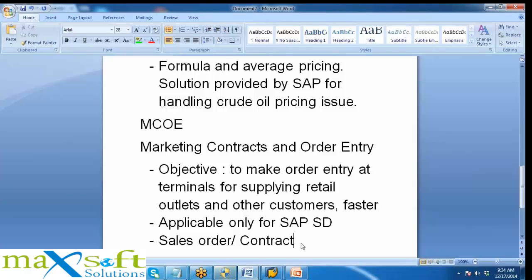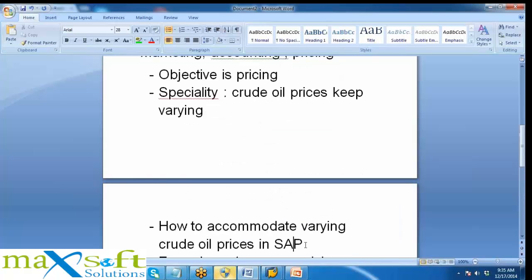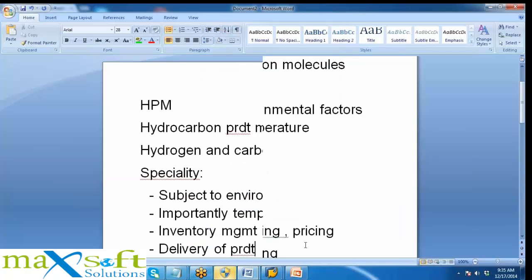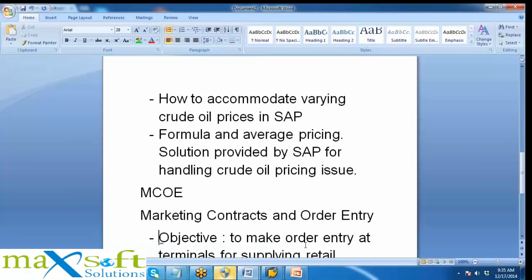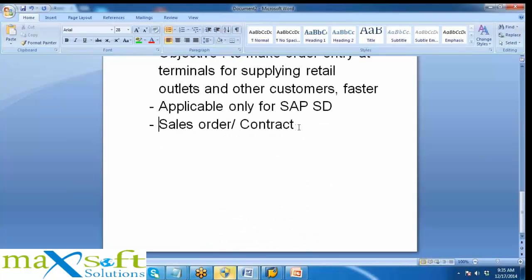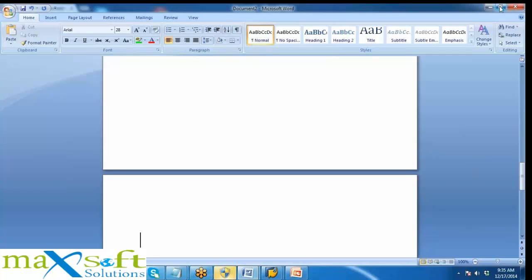Is it clear what the MCOE topic stands for? Prashant? Yeah. Lisa? Yes, yes. So far we have seen the objective of HPM, the objective of MAP, the objective of MCOE. Basically I am giving background for these modules. Later, from tomorrow onwards, we are going to discuss all these modules in depth. Today I am just explaining the terminology.